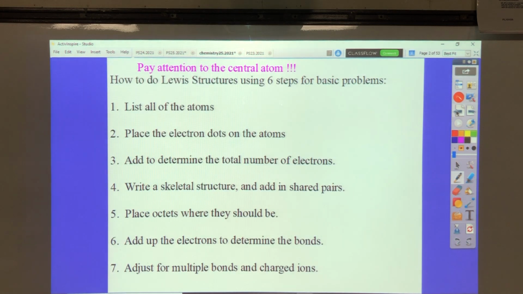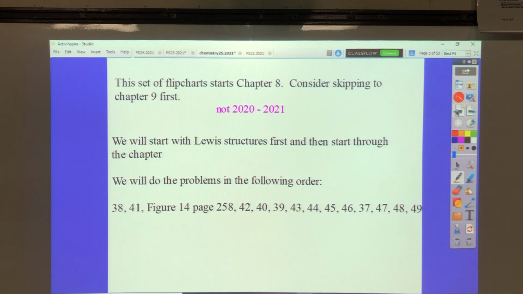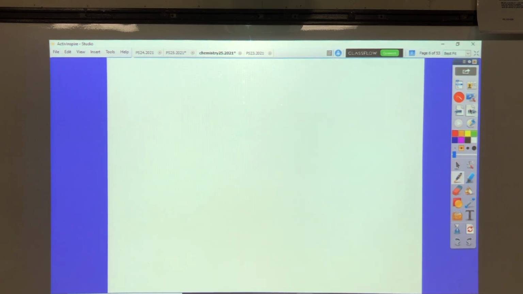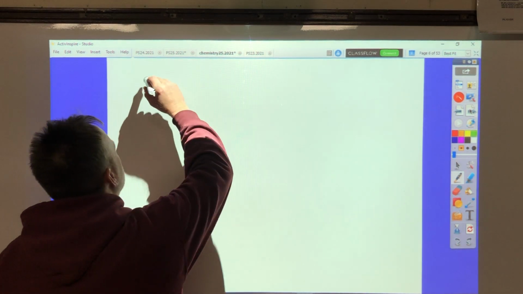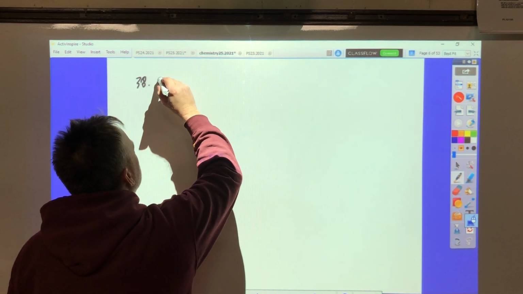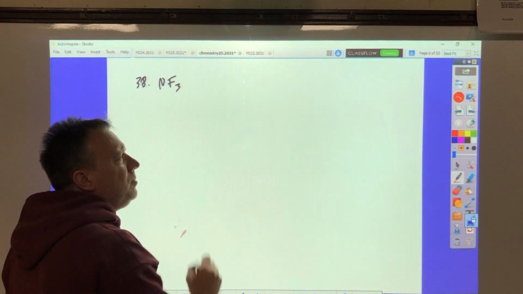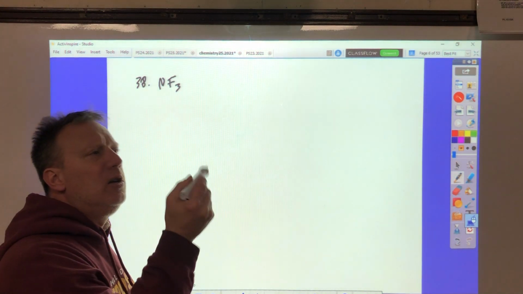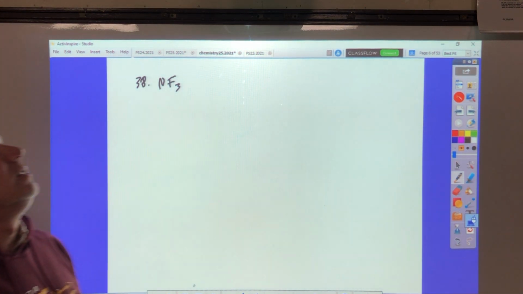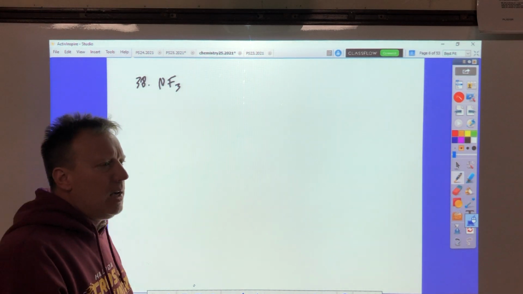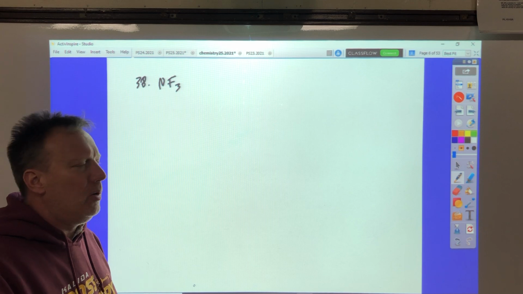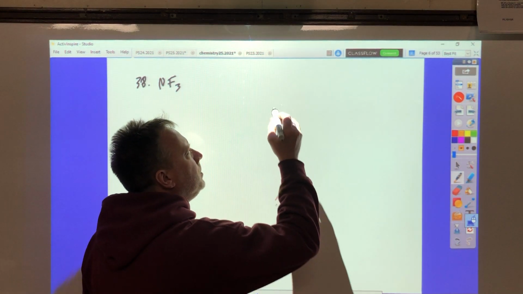Okay, so let's look at the next example. That was just an example. So this is probably 38 coming up. 38, we've got NF3. You need to do these and learn the process. You can't look at it and say, oh, that's what he did, right? No, you have to do these step by step, one after the other, over and over.